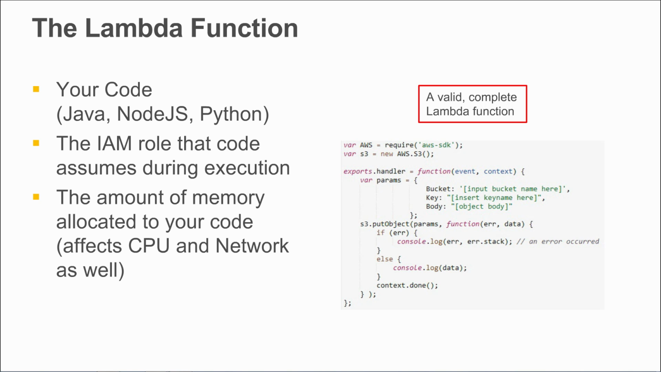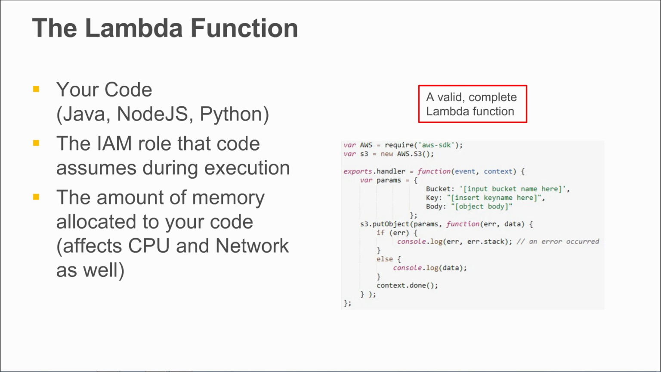And the third piece of the Lambda function is just how much horsepower your function needs in order to process. So that's done through a single dial that allocates the amount of memory to your code all the way up to 1.5 gigabytes. And that same dial will affect the amount of CPU time and network bandwidth your function will receive as well.